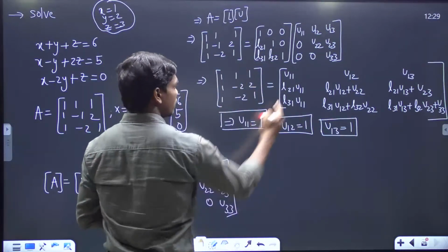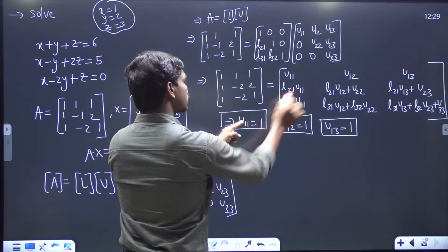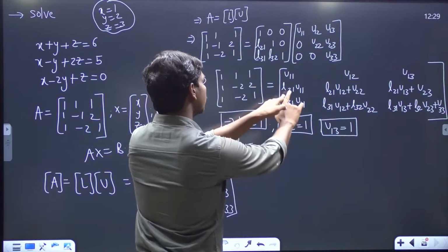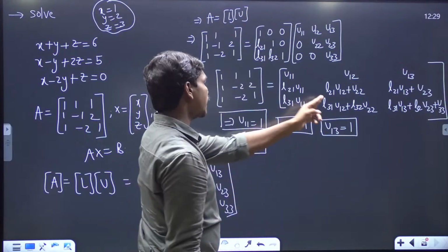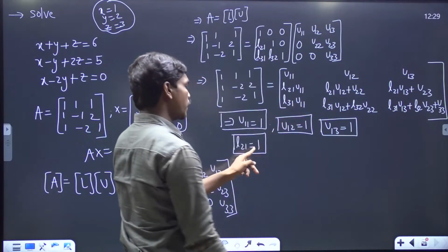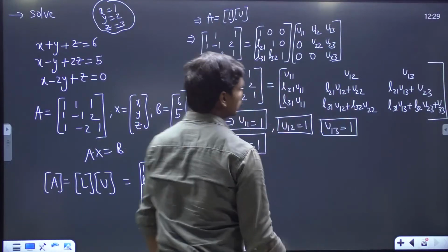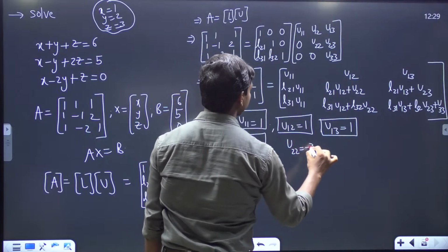Next, L21 into U11 is equal to 1. So U11 you have already as 1. So what about L21? L21 into U11, which is 1, is equal to 1. So L21 is also 1. Next, L21 into U12, which is 1. So 1 plus U22 is equal to minus 2. So U22 is equal to minus 3.